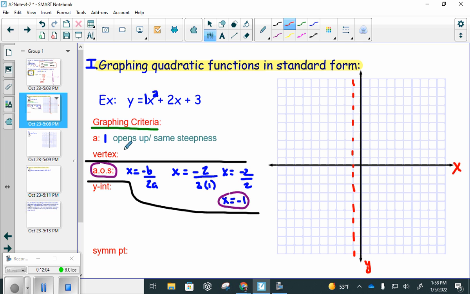Next, I really need to find the vertex. Well, because this is not in vertex form, it's not as easy and quick to answer. So what I'm going to have to do is recall from the past that the vertex is definitely somewhere on this axis of symmetry. And so since I already know the x value, and I'm looking for an ordered pair, I know that the x value is negative 1. I just have to figure out what the y value is. And so what you'll do next is you'll take your equation, and you'll substitute where you see the x up here, you're going to put negative 1 in its place.